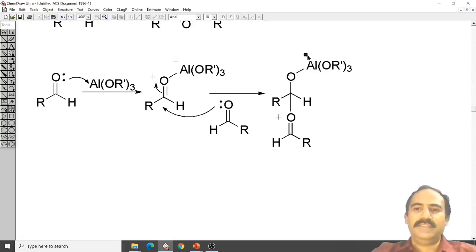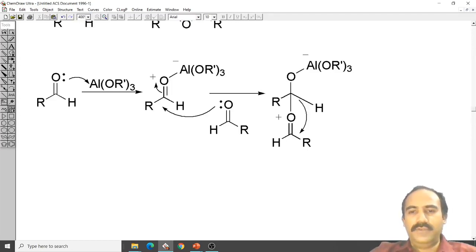Aluminum remains as a negative charge species, or ate complex. Just like we saw in the previous structure, this oxygen is positive now. That means these electrons are pulled towards oxygen more effectively, and this positive center, this carbon, becomes even more electron deficient, which leads to a hydride shift.